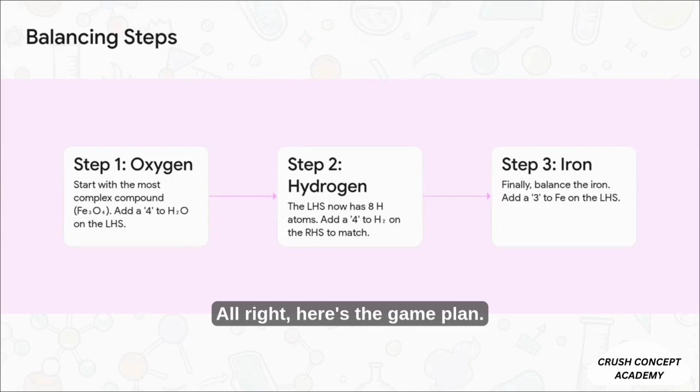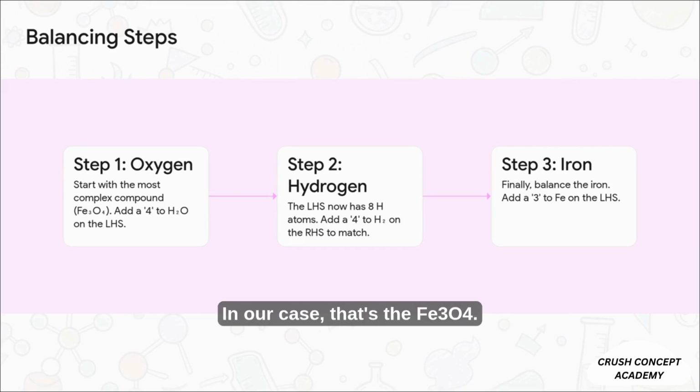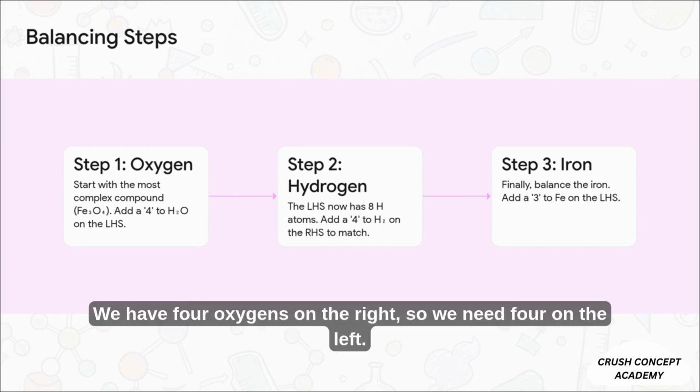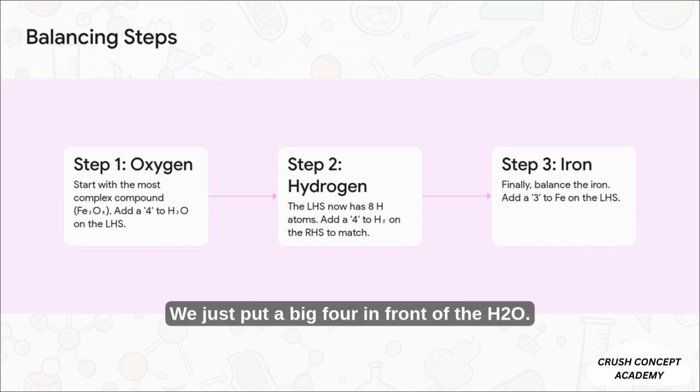All right, here's the game plan. A really good pro tip is to start with the messiest, most complicated-looking thing in the equation. In our case, that's the Fe3O4. So let's tackle the oxygen in that first. We have 4 oxygens on the right, so we need 4 on the left. How do we do that? Easy. We just put a big 4 in front of the H2O. Boom, oxygens are balanced. But wait, that changed our hydrogen count.